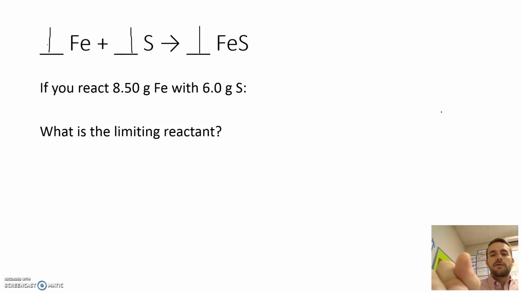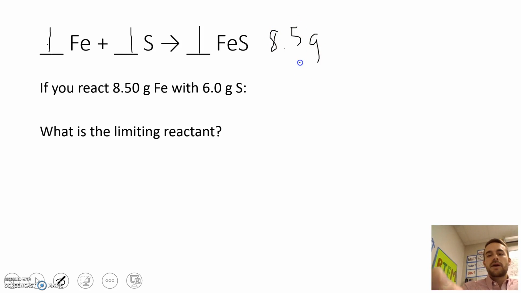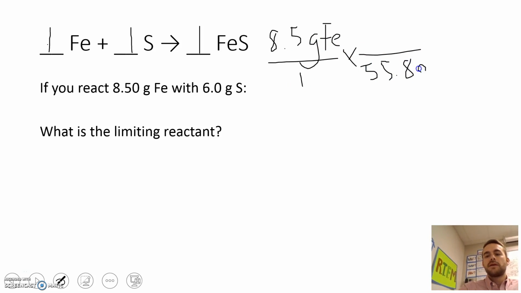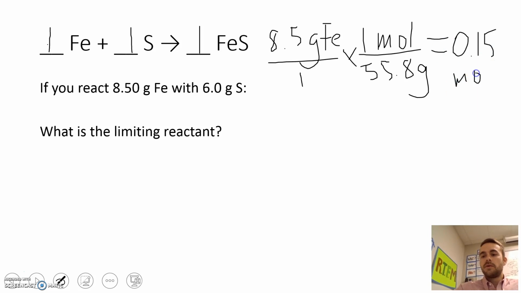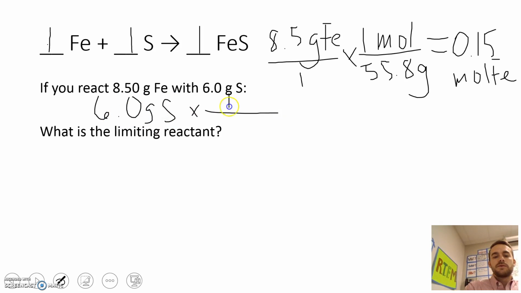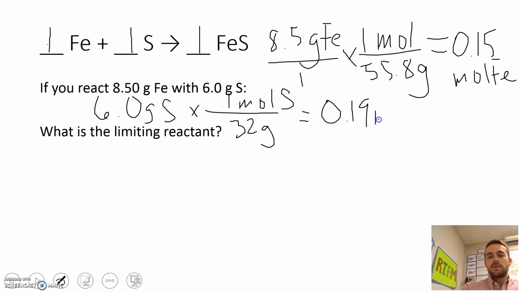Here we go. I'm going to convert 8.5 grams of Fe to moles by dividing by its molar mass, 55.8 grams for every 1 mole. That becomes 0.15 mole Fe. If we convert 6.0 grams of S to moles, we will divide by its molar mass as well, which is 32 grams for every 1 mole of S, and that becomes 0.19 mole of S. We'll convert both of those into moles of product.